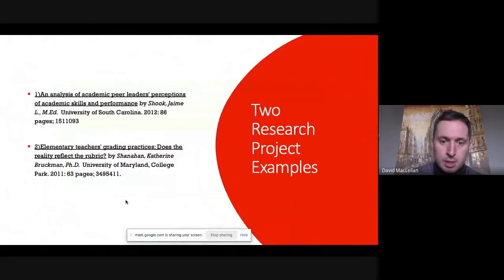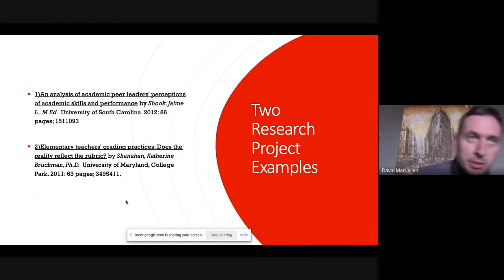This is my comparative project for 5115 Research Methods for Education. I'm just going to quickly jump into this and look at the two example research projects that I looked at. One was done by a Masters of Education student entitled Analysis of Academic Peer Leaders' Perceptions of Academic Skills and Performances. And the second one was by a PhD student who was looking at elementary teachers' grading practices. It's entitled, Does Reality Reflect the Rubric?